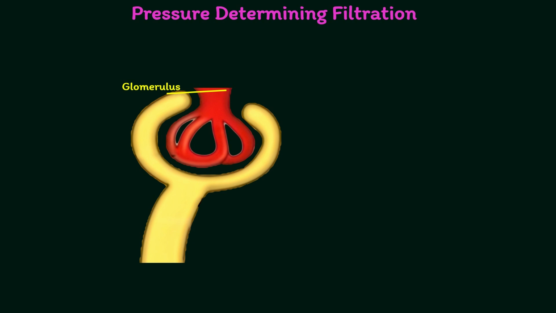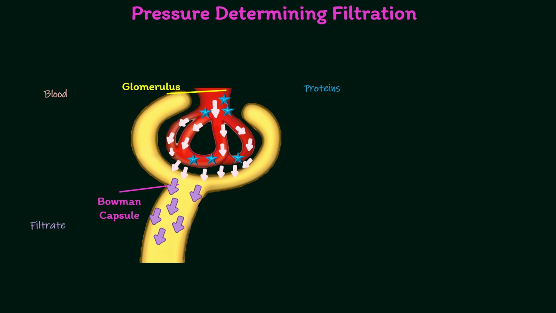Let's make it easy for you. This is the glomerulus. This is the Bowman capsule. The glomerulus has blood, and this blood has proteins. When the blood passes through these glomerular capillaries, filtrate will reach the Bowman capsule. This filtrate doesn't have plasma proteins.